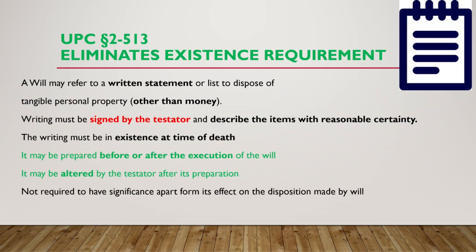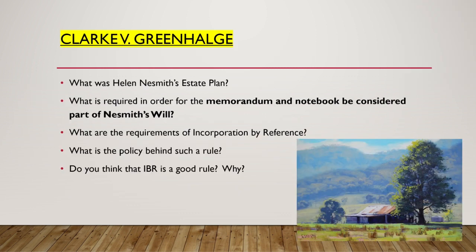The UPC comes up with a different rule, eliminating the existence requirement to the extent the writing is signed and describes with reasonable certainty the items. The key is that it can only be tangible personal property. So it can only be stuff. Can't be real estate, can't be money. But that is another test that should be examined if the incorporation by reference doctrine fails.